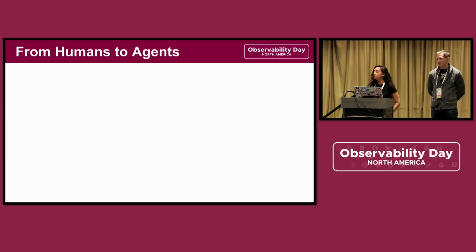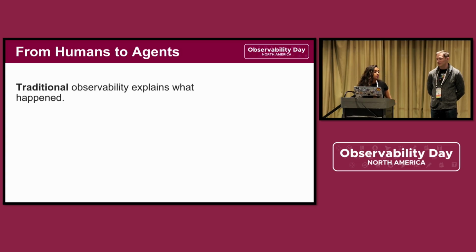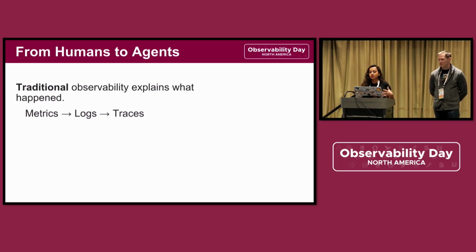Okay, so from humans to agents. We all know that observability explains what happened. We have metrics, which basically tell us, is your application up? We have logs, so we can see why it broke. And we have traces, which tell us which part of the API request was breaking. We can connect the dots and do the diagnosis. So this is what we know about observability till now.